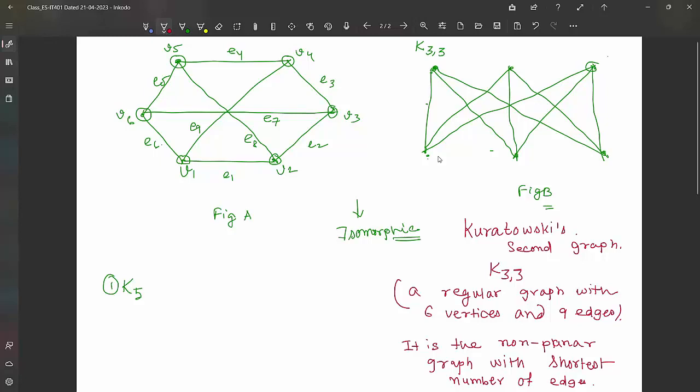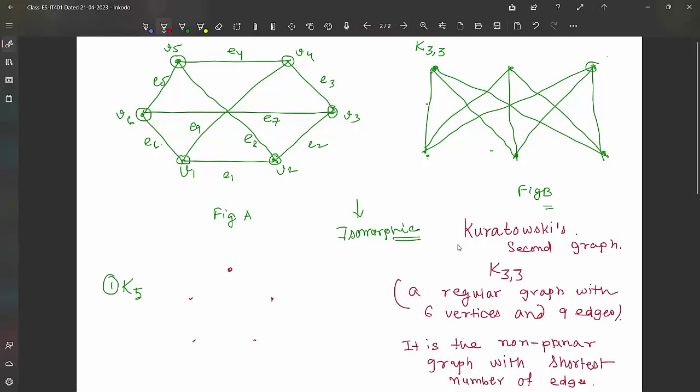And similarly, the minimal non-planar graph with respect to vertices is the one with 5 vertices. This K5 is another graph, the first non-planar graph with the minimum number of vertices. So K5, and this is the figure of the K5.